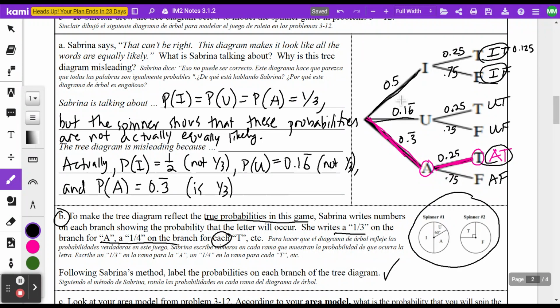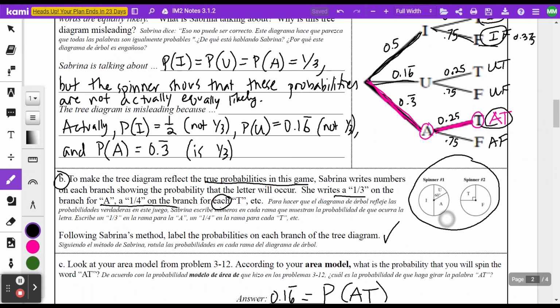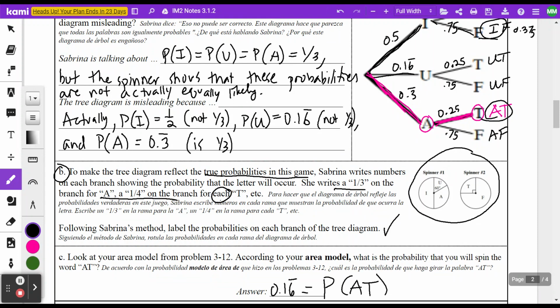Now we're going to do IF. That's 0.5 times 0.75, and that equals 0.375. And lastly, we have AT. So that's 0.3 repeating times 0.25, and we just did this one. So I already know that it is 0.083 repeating.